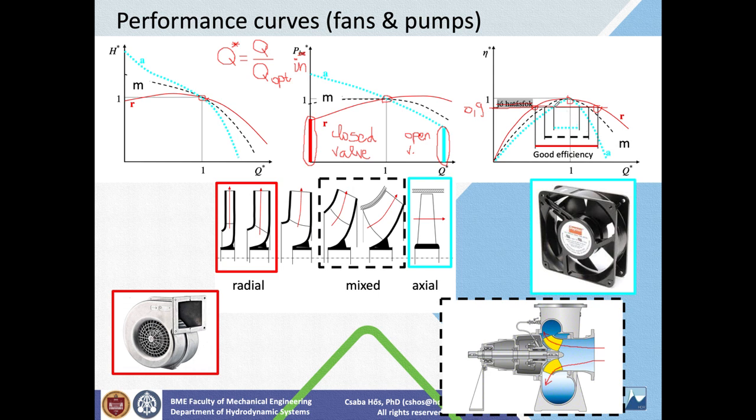Whereas in the case of an axial machine, this range is much narrower. So this is again a big difference: for a radial machine, the flow rate range corresponding to a prescribed minimum efficiency is much wider than the same for an axial machine. Good.